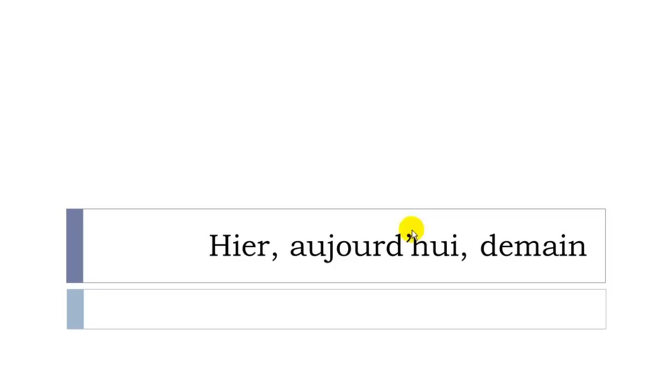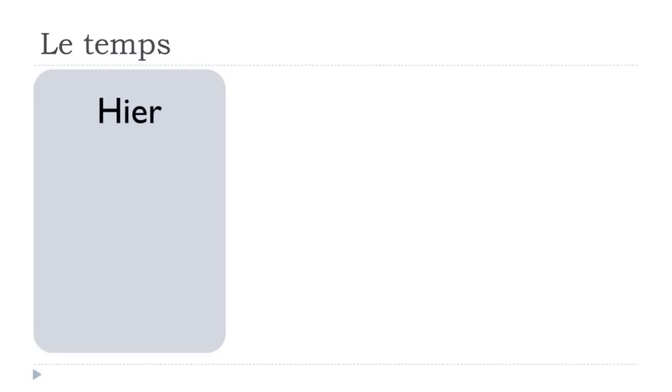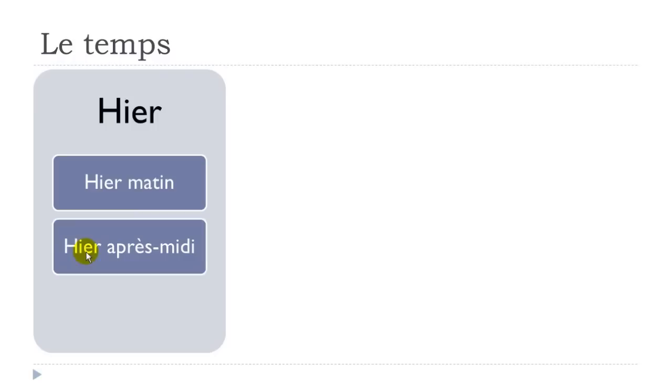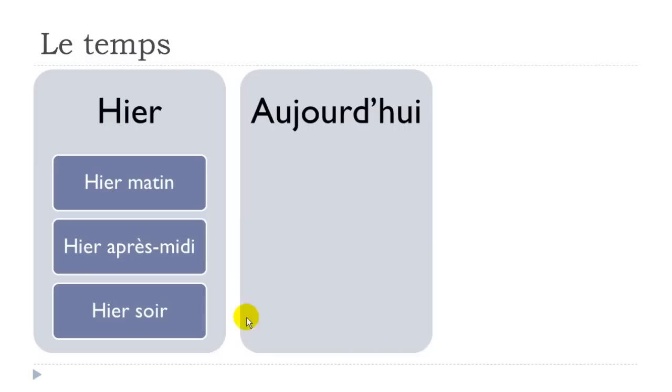So let's see now. Hier, so yesterday. Hier matin. Matin is morning, okay? So yesterday morning will go in French like hier matin. Après-midi means afternoon. Hier après-midi, yesterday afternoon. All right? And then soir, evening. Hier soir. Okay, so let's repeat that. Hier. Hier matin. Hier après-midi. Hier soir.